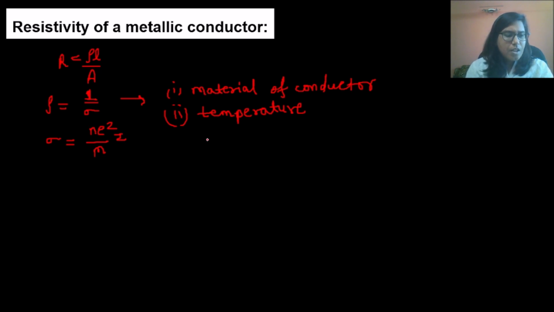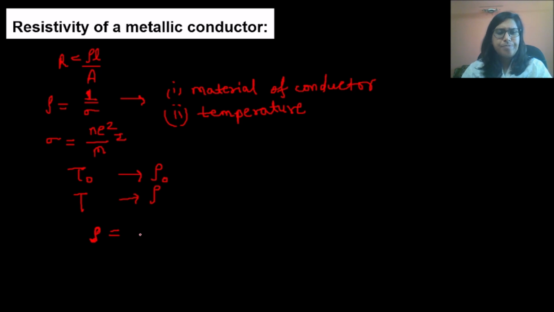Right? Now suppose at temperature T naught, the resistivity of the wire is rho naught, and at a higher temperature T it is rho. Then the relation between rho and rho naught will be rho equals rho naught into 1 plus alpha into T minus T naught, where rho is the resistivity at temperature T. Remember this formula.